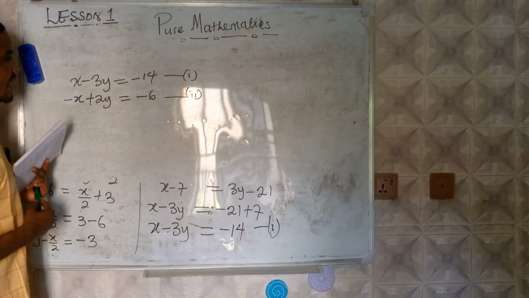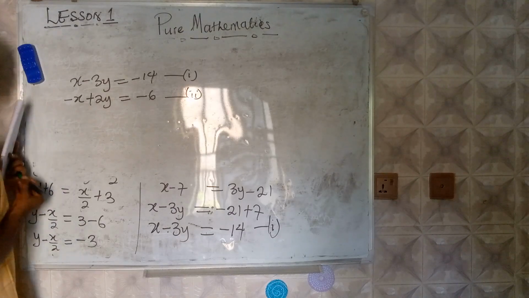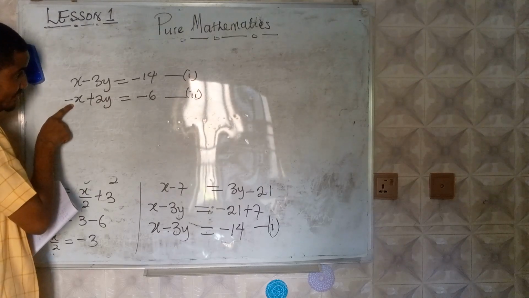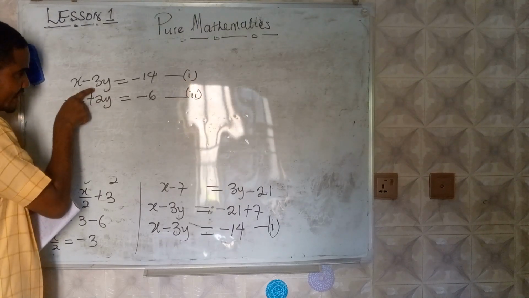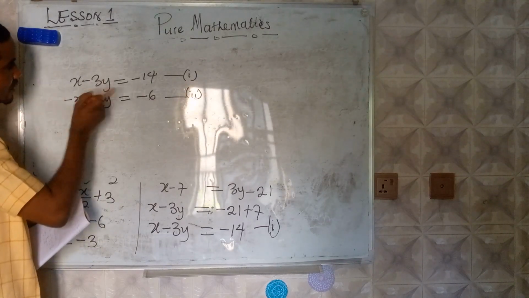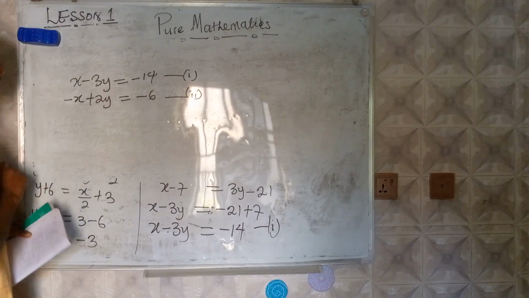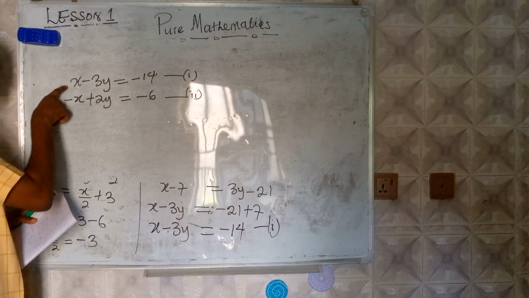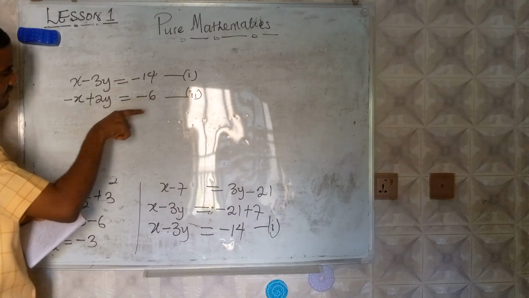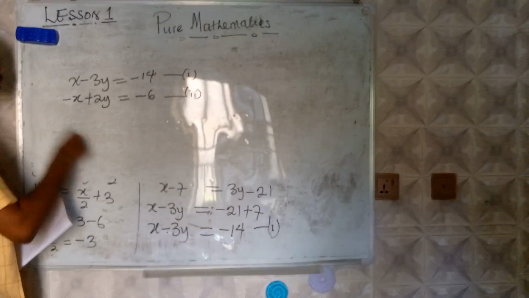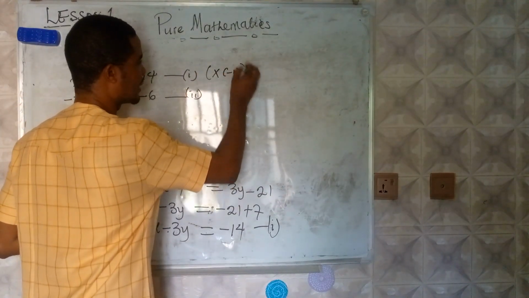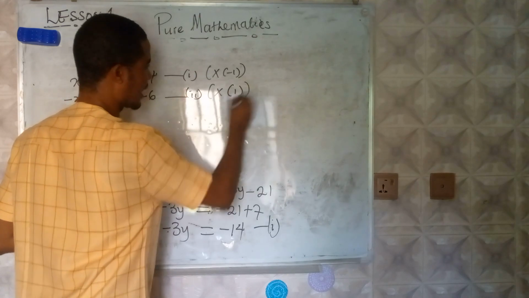The coefficients of x are not the same. This one is 1. This one is minus 1. The coefficients of y are not the same. So for me to eliminate, I must make the coefficient of one of the unknowns the same. I can do it to x. This is minus 1, this is 1. If I multiply equation 1 by minus 1 and multiply equation 2 by plus 1, I will achieve that. So I'm multiplying this one times minus 1 and this one times just ordinary 1.